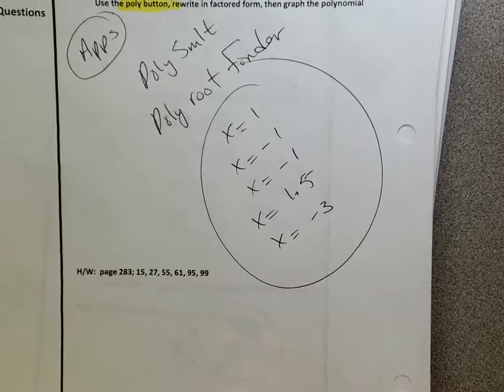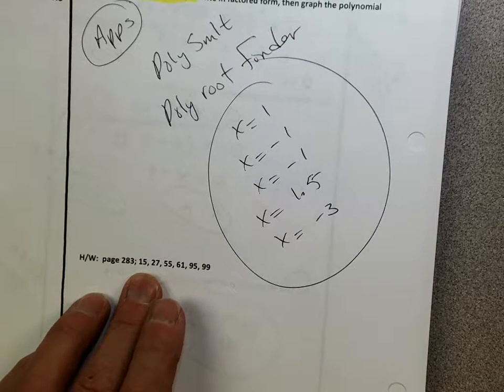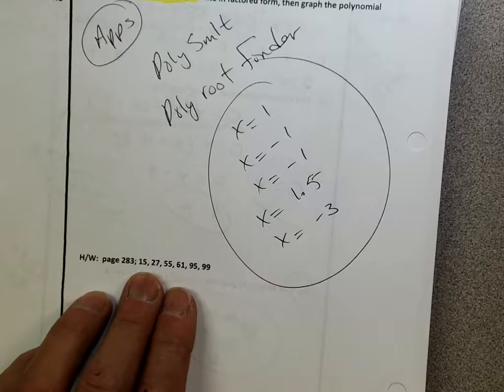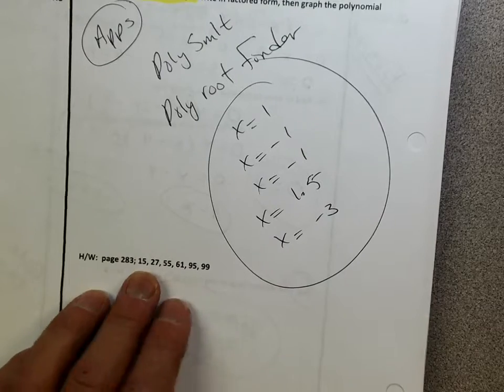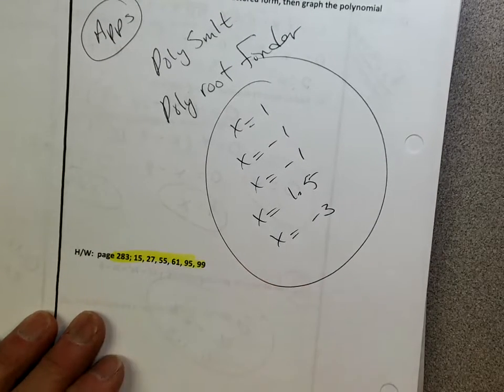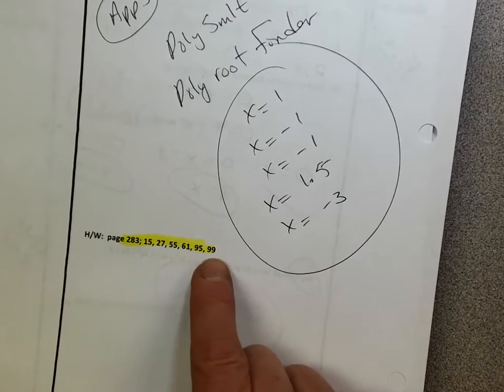Okay. Pretty good lesson. So there's a lot of this homework today. There's not a lot of problems. Some of it you can factor. If it says factor, then please factor, okay? Because on the test, if I say factor and you don't factor, you will miss it, okay? Other questions will say by using a calculator, right? So here we go. Page 283, 15, 27, 55, 61, 95, and 99.